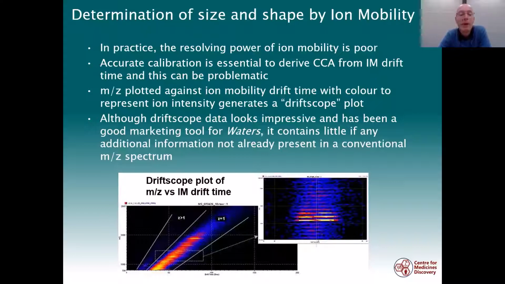So what happens with ion mobility data is you get something like this. You have the m/z values plotted against the ion mobility drift time. And the intensity of the ions are represented with different colors. This is a typical piece of ion mobility data. This is called a drift scope plot. And I have to say, it does look incredibly impressive. It doesn't look anything like a mass spectrum.